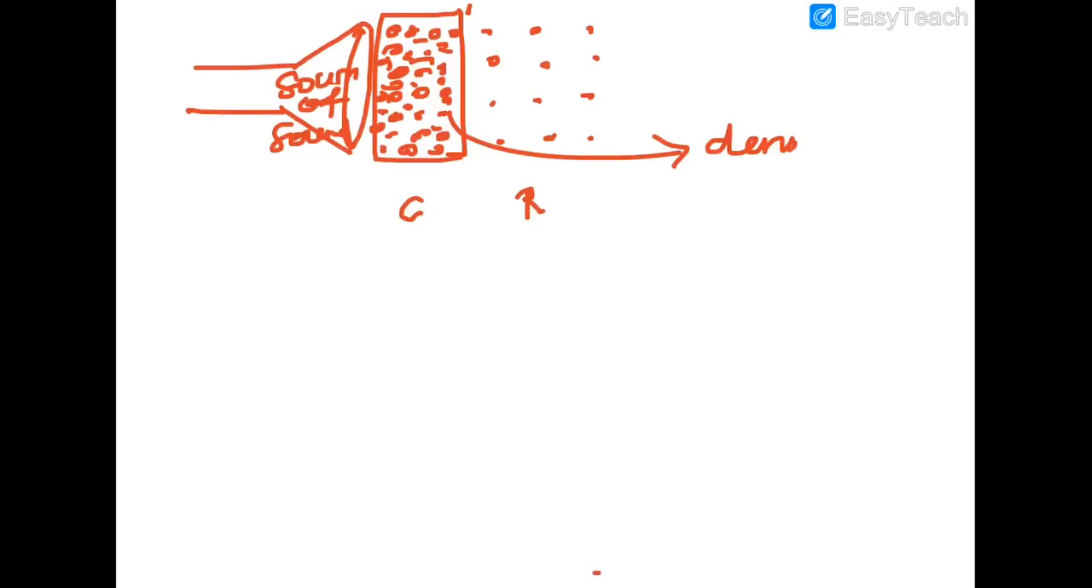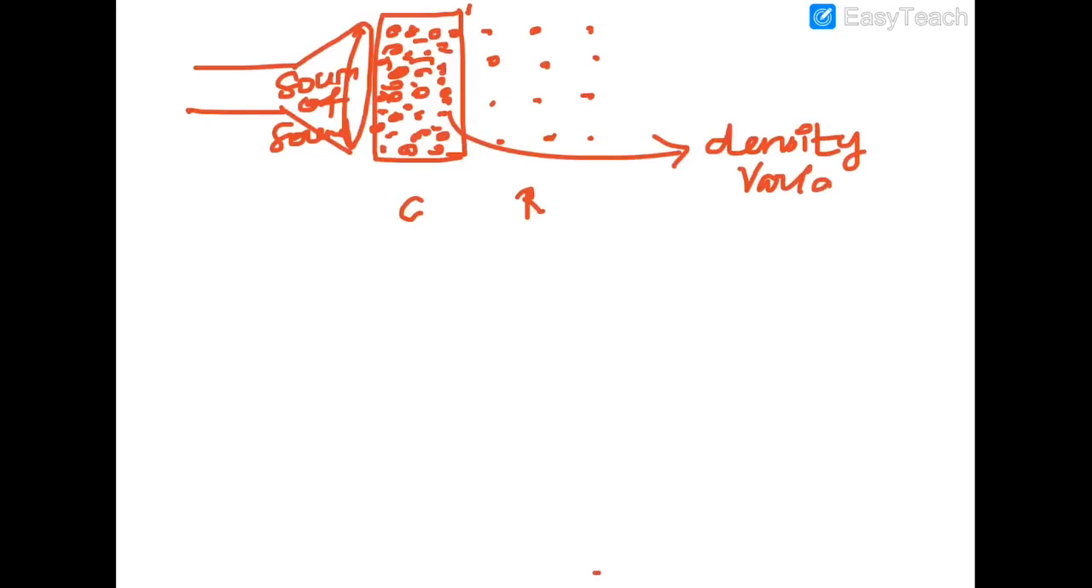So this is called compression, and this is called rarefaction. And the same way it will go on like this. If you look at the pressure variation, this particular box, the number of molecules in that particular volume, we call that density variation.